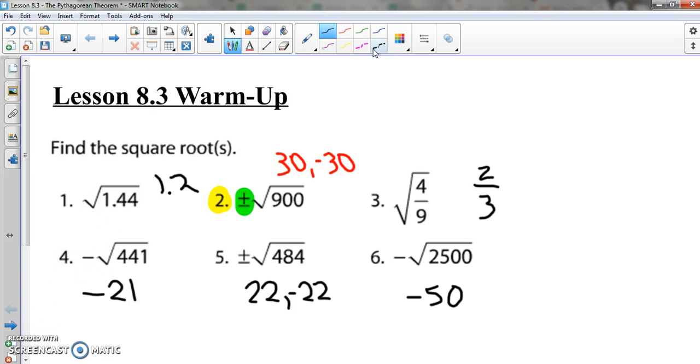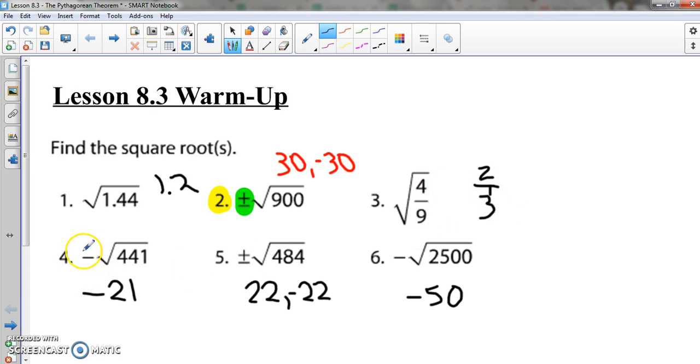So take a moment right now and copy down what your calculator is telling you for numbers 1, 3, 4, 5, and 6. So if you take a look, guys, I have the answers now up here on the board. The positive root of 1.44 is 1.2 because 1.2 times 1.2 will give you 1.44. Same like if you have a fraction, you can type this in as one big thing in your calculator, or you can think about it as what's the square root of 4 over the square root of 9. Square root of 4 is 2, square root of 9 is 3, and you want the positive root, so 2/3 times 2/3 will give you 4/9.